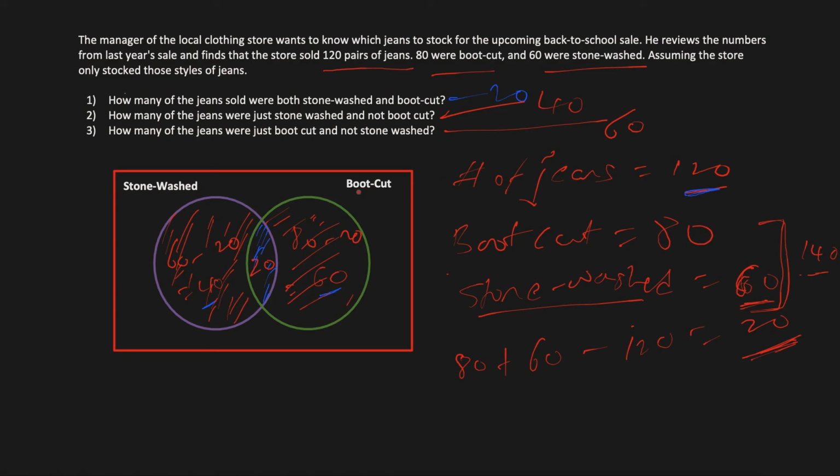So that is how we use a Venn diagram to show the entire data in a small diagram, and it's easier to understand when you look at this figure and try to understand, for this example, how many were just stonewashed, how many jeans were just bootcut, and what were the total number of jeans, and also what were the jeans that were both stonewashed and bootcut. So it makes understanding a given data easy.